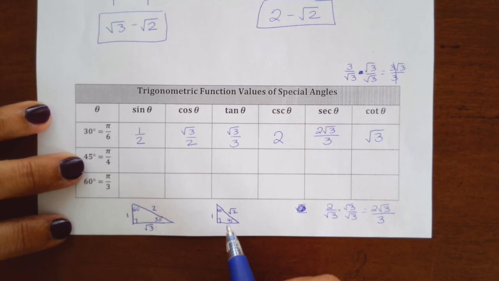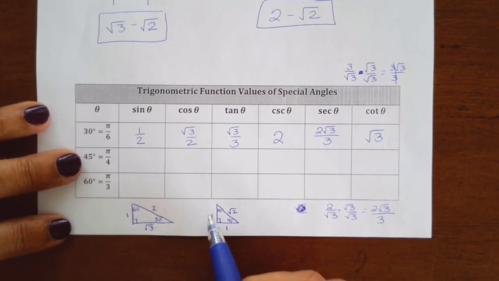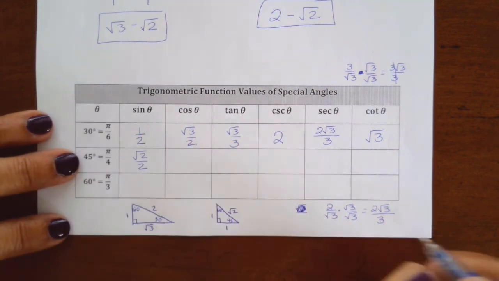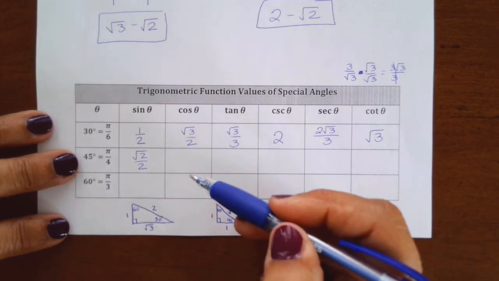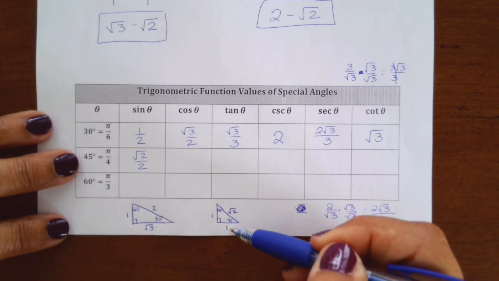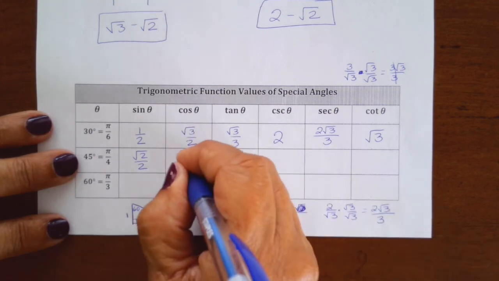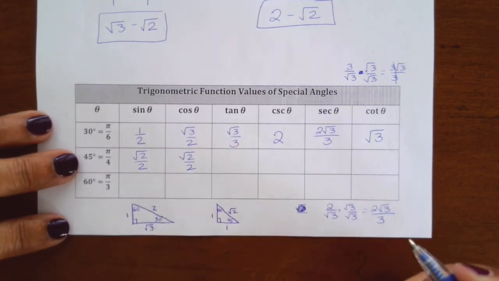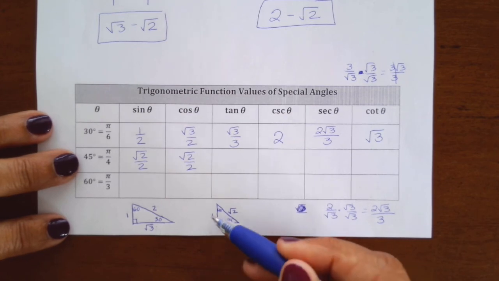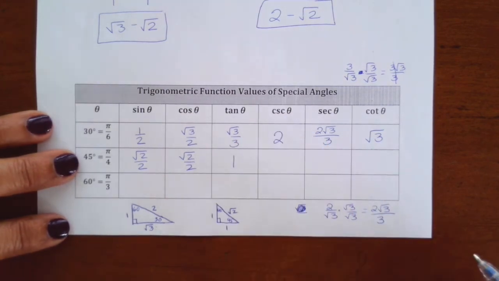Okay, so let's remember those. The sine of 45 degrees, remember, is opposite over hypotenuse, 1 over the square root of 2. Rationalize it, you end up with the square root of 2 over 2. Cosine of 45 degrees is going to be the same thing because you're doing adjacent over hypotenuse, so still 1 over the square root of 2. Rationalize that. All right, now the tangent, remember, was opposite over adjacent, so 1 over 1 is 1.